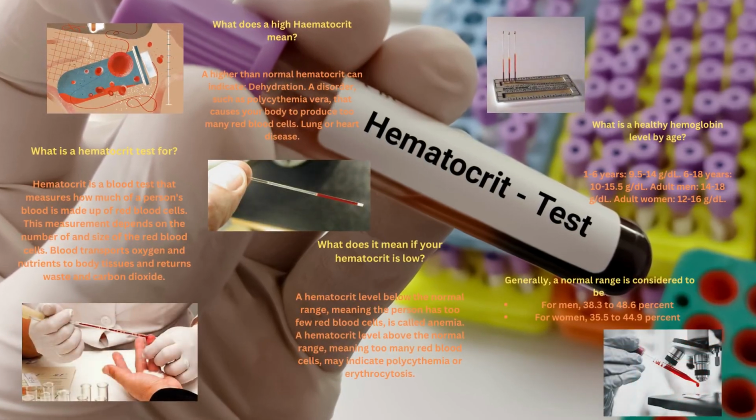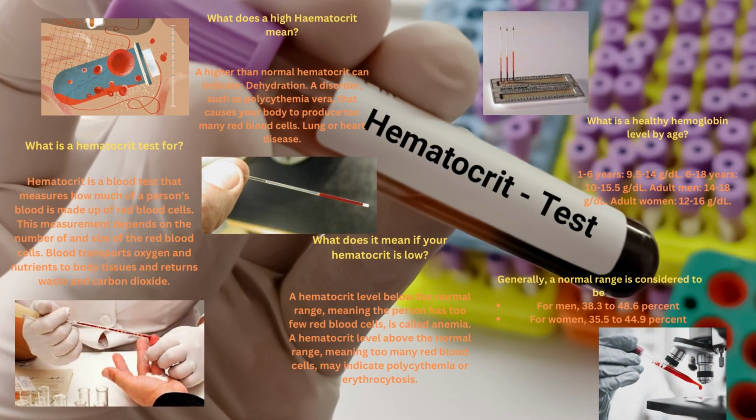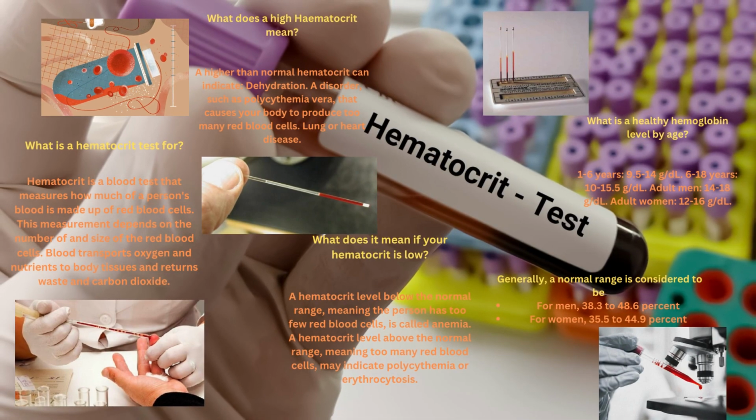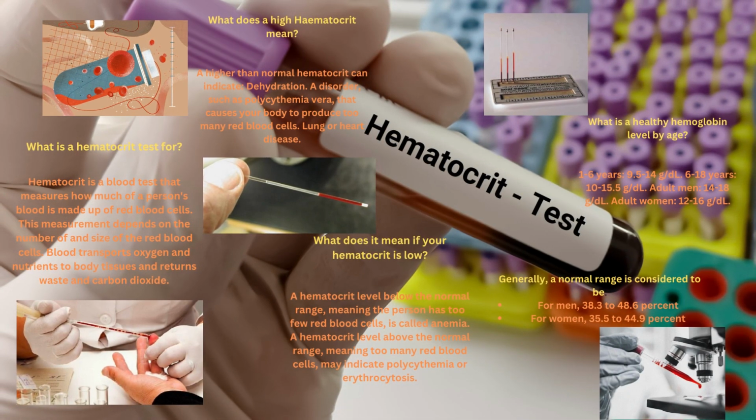What is a hematocrit test for? Hematocrit is a blood test that measures how much of a person's blood is made up of red blood cells. These measurements depend on the number and size of the red blood cells. Blood transports oxygen and nutrients to body tissue and returns waste and carbon dioxide. What does a high hematocrit mean? A higher than normal hematocrit can indicate dehydration, a disorder such as polycythemia vera that causes your body to produce too many red blood cells, lung or heart disease.